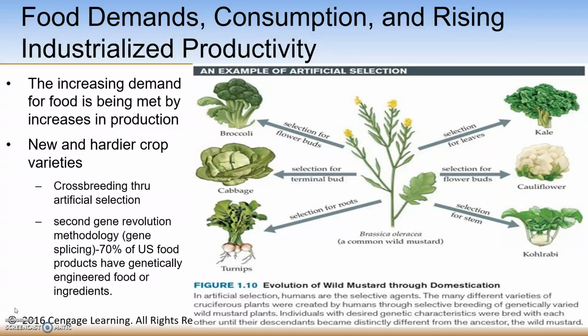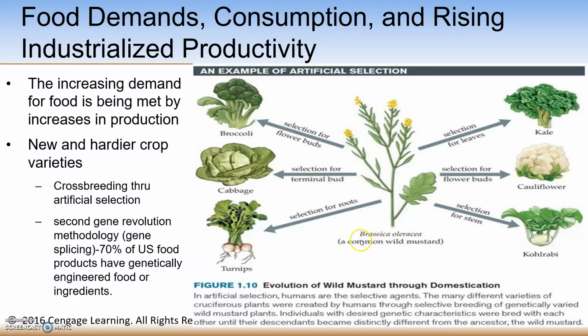As mentioned on the previous slide, the goal is to produce higher yield, and one of the ways that we've done that is through genetically modified organisms. So new and hardier crop varieties have been created through crossbreeding through artificial selection, as well as genetically modifying or genetically engineering food or ingredients. Crossbreeding through artificial selection has been used for centuries by farmers and scientists to develop genetically improved varieties of crops and livestock animals. The chart on the right depicts how a common wild mustard seed has been artificially selectively bred to create spin-offs from it.